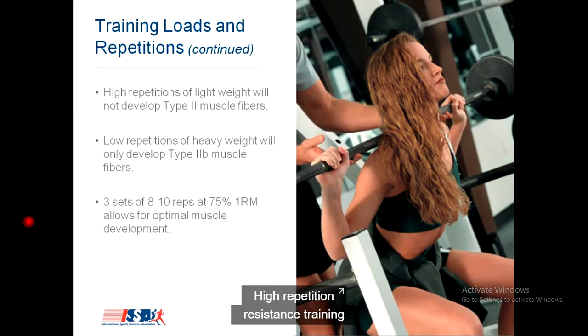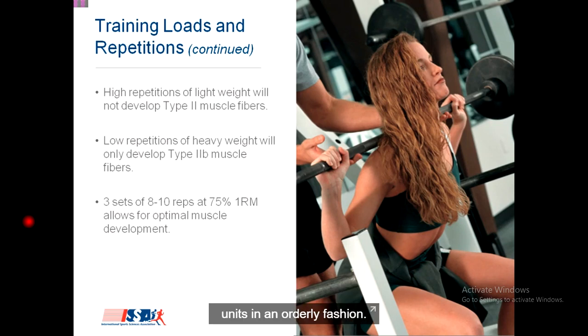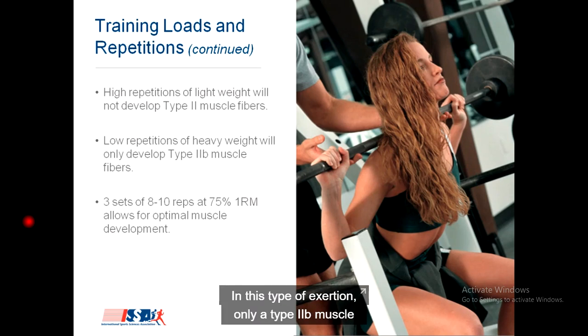High repetition resistance training, consisting of 15 repetitions or more and utilizing less than 65% of 1 rep max, does not encourage type 2 muscle fiber hypertrophy. Powerlifting, consisting of 2 to 6 repetitions at 85 to 95% of 1 rep max, does not allow for sufficient time to activate all motor units in an orderly fashion. In this type of exertion, only a type 2B muscle is being heavily activated. Since the other fibers are not being activated, this muscle will not reach its full growth potential.